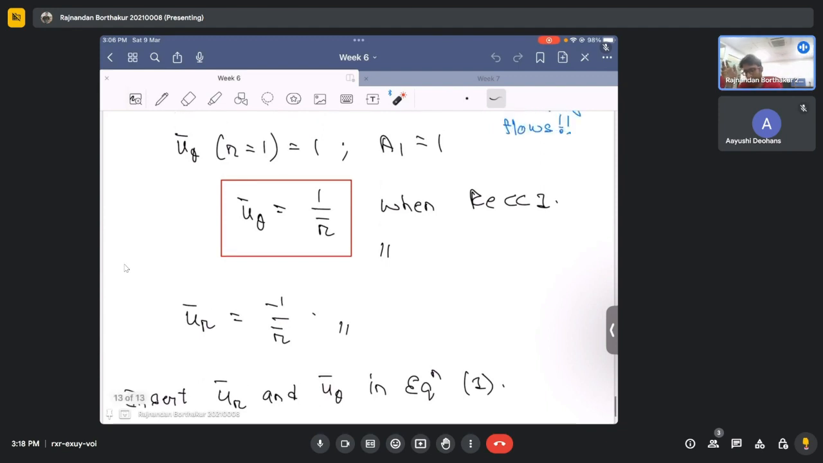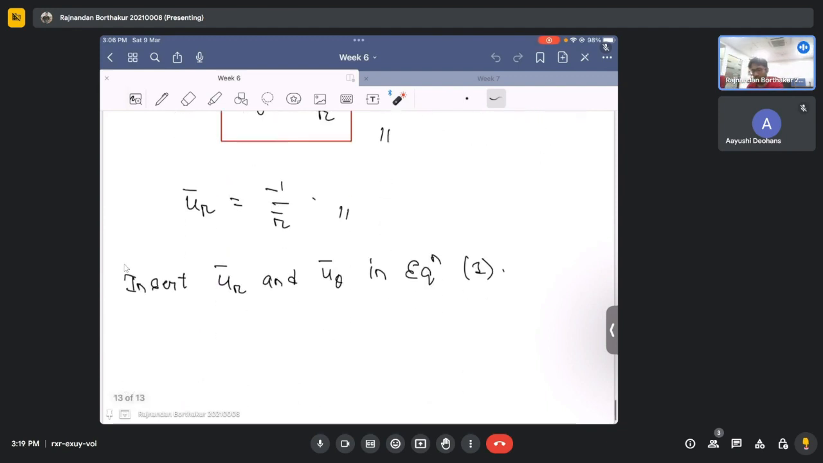Okay, so this is the idea, and we will now continue from where we stopped. We will use the expression of u r and u theta in equation 1. So this equation 1 is basically the r momentum equation.